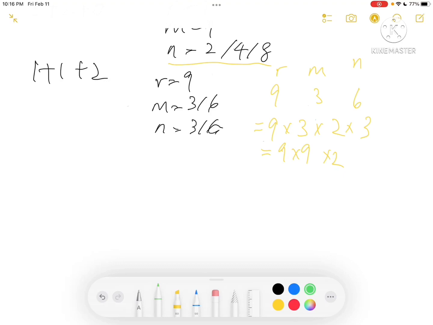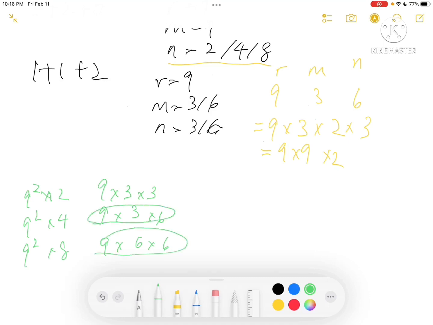So all of the possible choices include 9 squared times 2, 9 squared times 4, 9 squared times 8. Then we have 9 times 3 times 3, 9 times 3 times 6, 9 times 6 times 6. But we notice that there are a few duplicates for this one and this one, because this is the same as 9 times 2 squared times 3 squared, which is equal to 9 times 4. So in total, there's actually only 4 values of r, m, and n here.